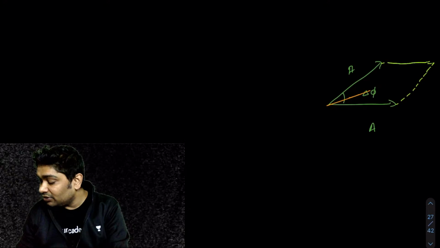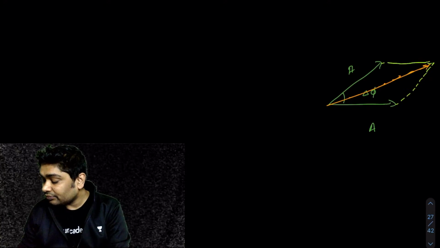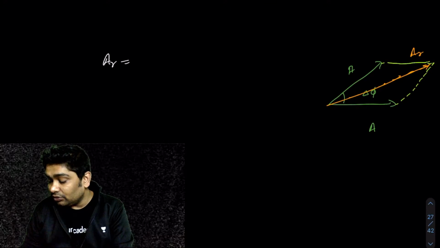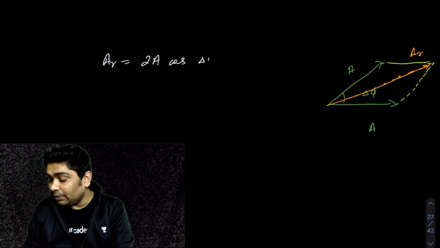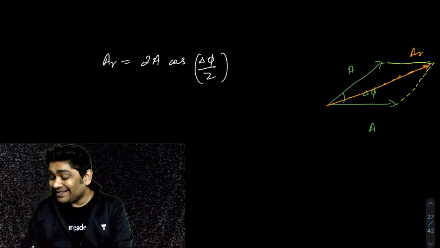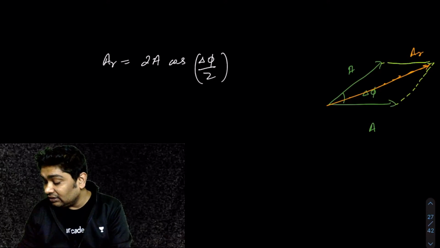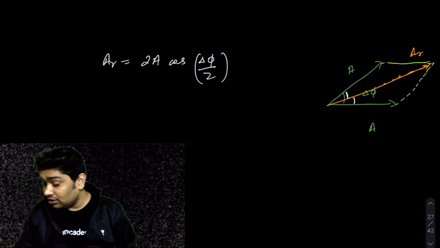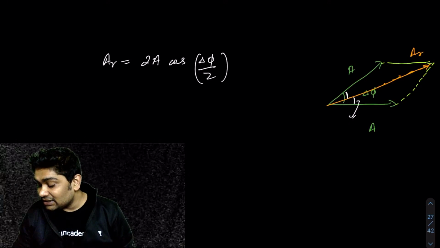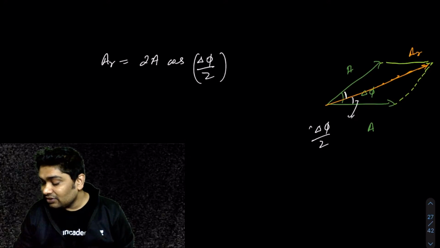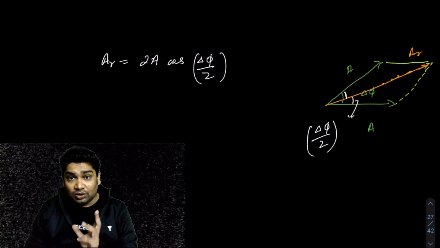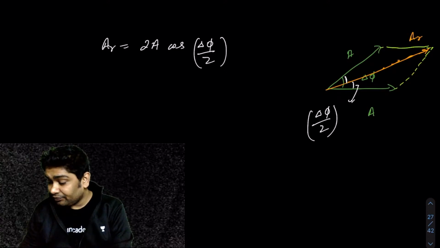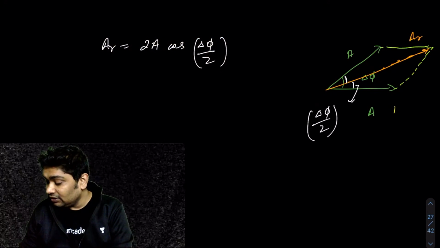So this is going to be the resultant, and I already know now that AR would be equal to 2A cos of delta phi by 2. First, I know this. Second, what I will know is that this angle will be equal to this angle, right? For a rhombus, the diagonal is a bisector of the angles, right? So what is this? This is delta phi by 2. So imagine, if I talk about two SHMs, and let's say this is SHM1, and this is SHM2.